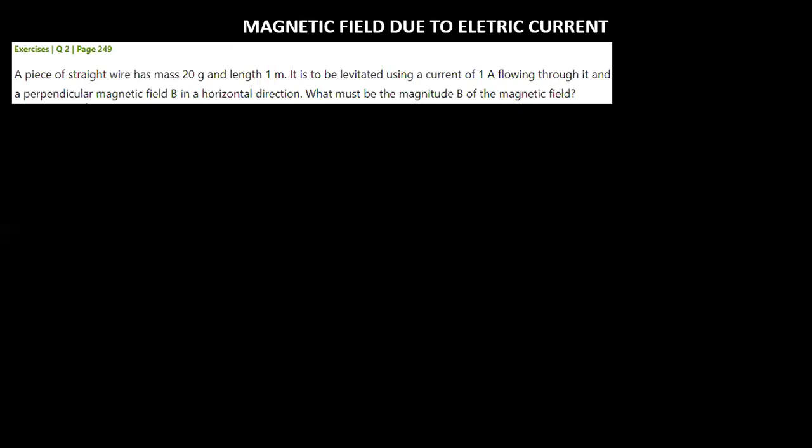Chapter: magnetic field due to electric current. The question says that a piece of a straight wire has mass 20 grams. So in the given data, we have been given mass is 20 grams. Convert this gram to kg: 20 into 10 raised to minus 3 kg.